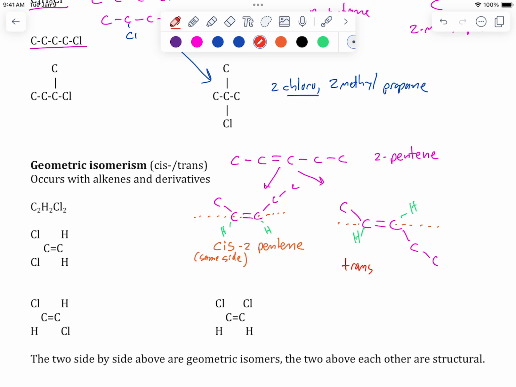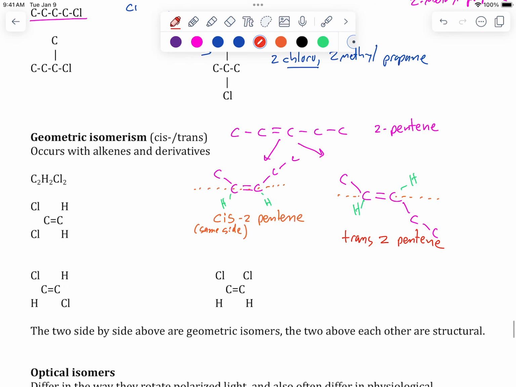It's crossing over. Trans-2-pentene. So these two are geometric isomers. So if I asked you to draw the isomers that exist for C5H10, you would have to take into account that the cis and the trans are two different isomers. Okay?